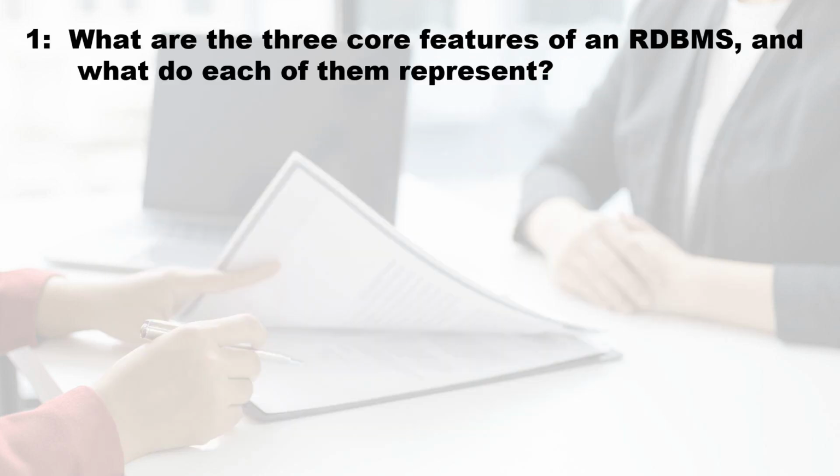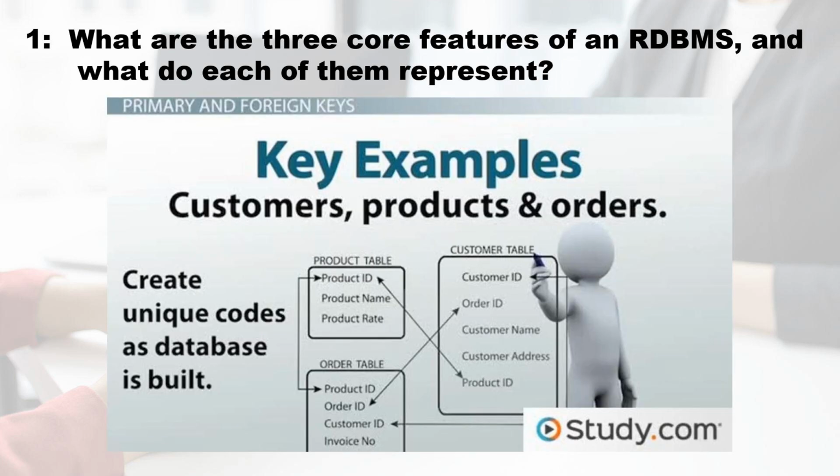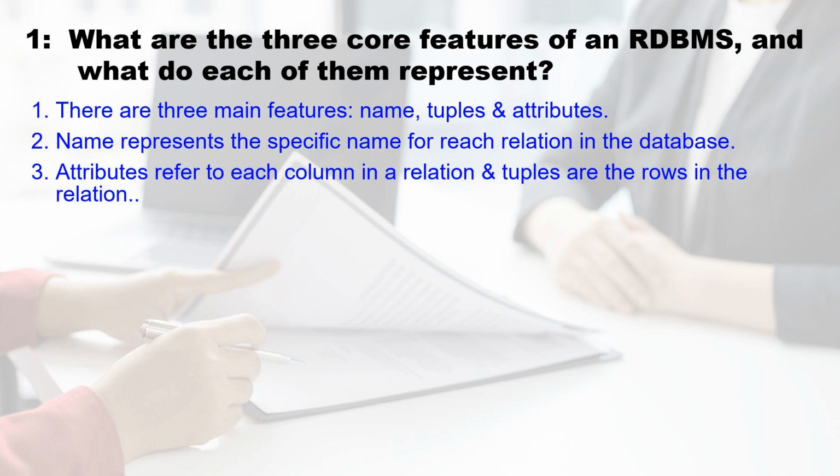Number 1. What are the three core features of an RDBMS, and what do each of them represent? There are three main features: name, tuples, and attributes. Name represents the specific name for each relation in the database. Attributes refer to each column in a relation, and tuples are the rows in the relation.